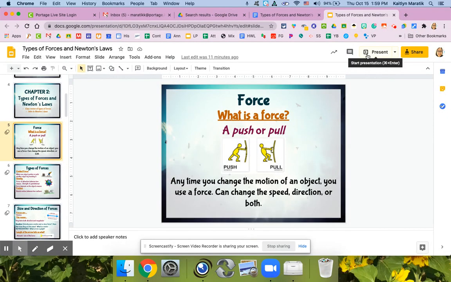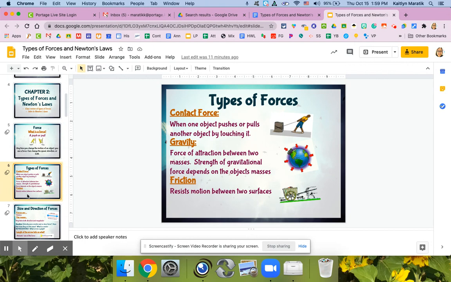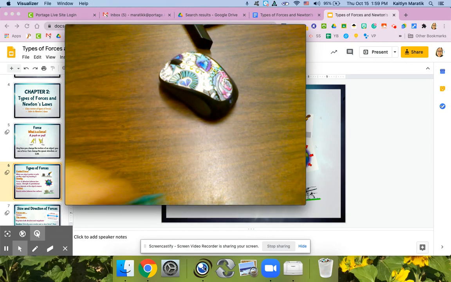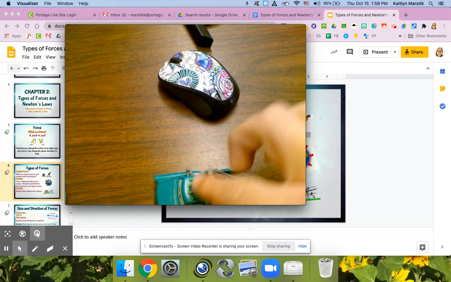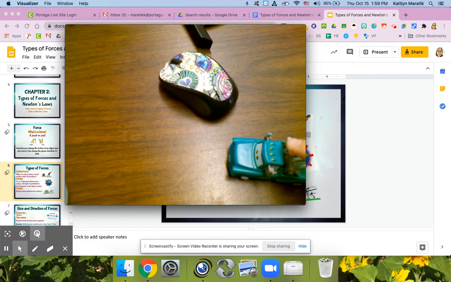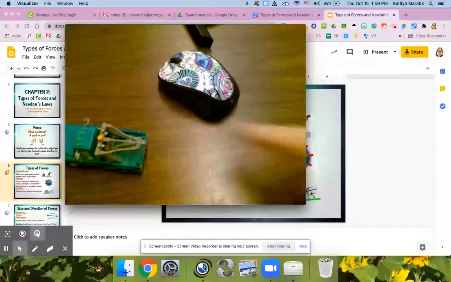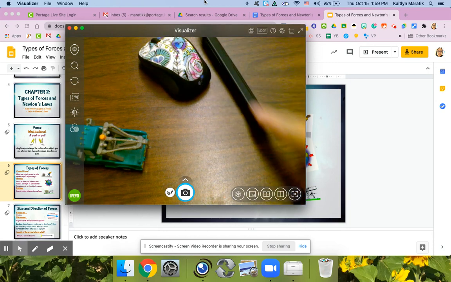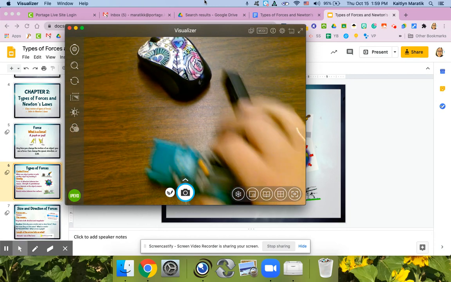I see a few of you might be rolling your eyes. It's okay, we'll keep going. But a force is a push or a pull. So what are some of our types of forces that we have? Our first one is a contact force. This is when an object pushes or pulls another object by actually touching it. So I've got a few different things I'm going to need for demos. If I push my little meter across my desk, contact force. If I'm pushing anything, contact force.